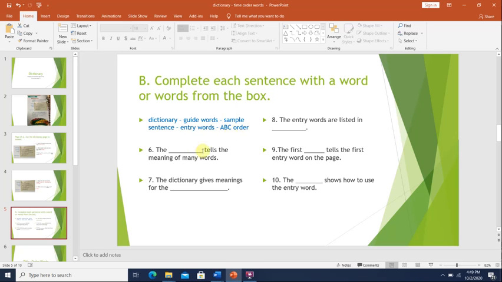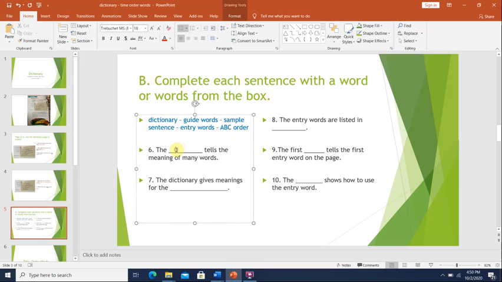Okay, let's read sentence number 6. The blank tells the meaning of many words. What tells us the meaning of words? Dictionary, guide words, sample sentence, entry words, or ABC order. Which of the following tells us the meaning of words? The answer would be dictionary. The dictionary is a book that tells us the meaning of words.